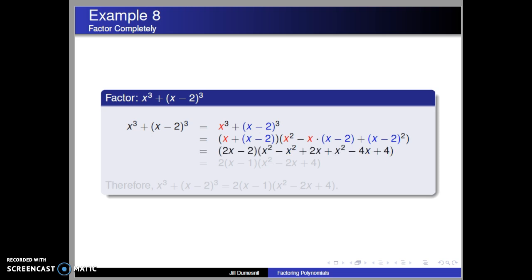Now several steps of simplification will produce that we have 2 times x minus 1 times x squared minus 2x plus 4. So our original sum factors to a product of 3 factors, 2 times x minus 1 times the prime quadratic x squared minus 2x plus 4.